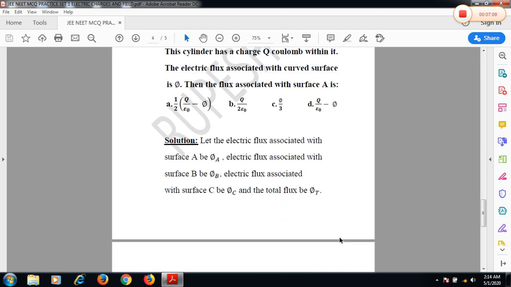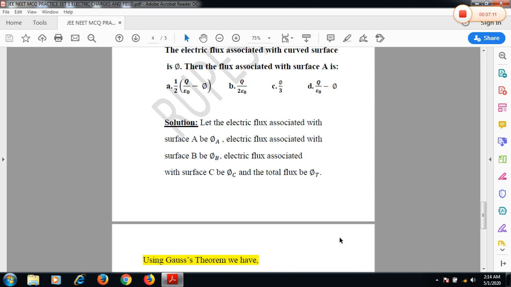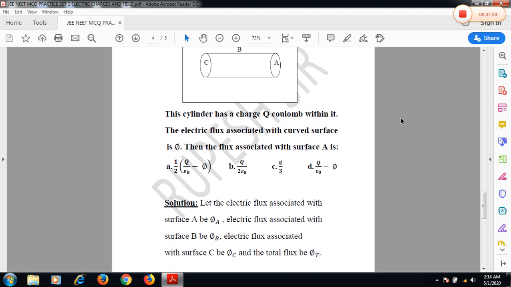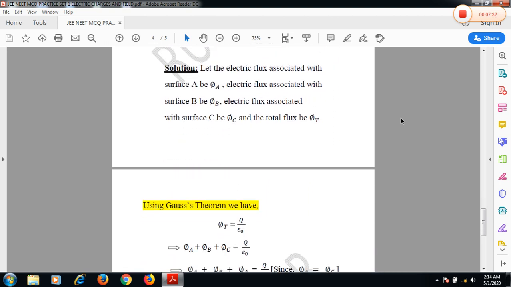Let us move forward to the solution. Let the electric flux associated with surface A be phi A, electric flux linked with surface B is phi B, and the total flux is phi T. So we are assuming all these before entering the actual solution.